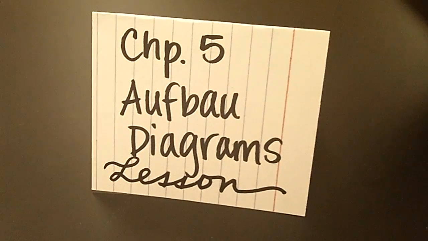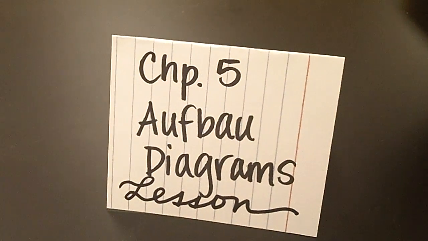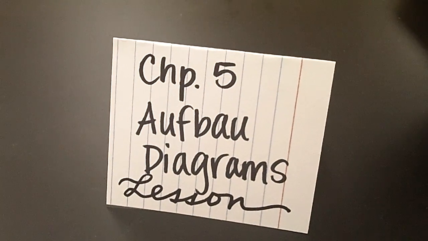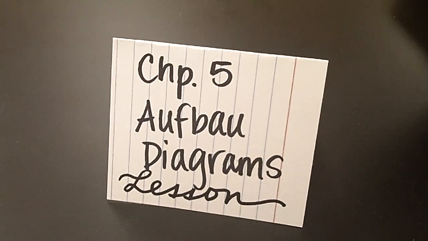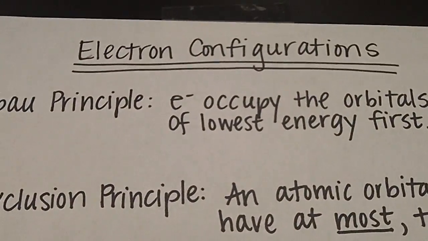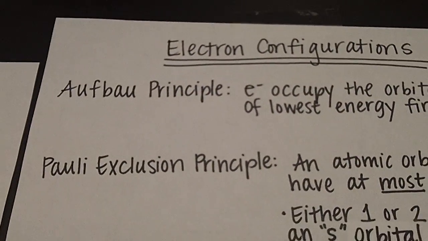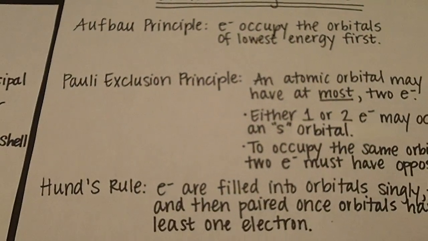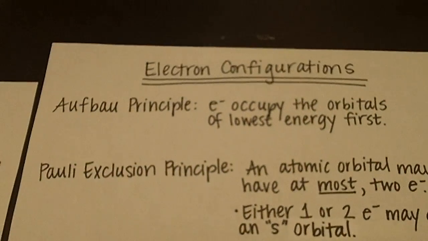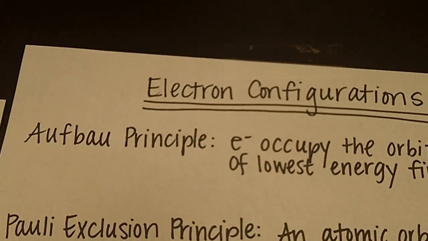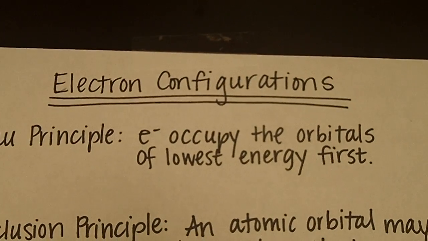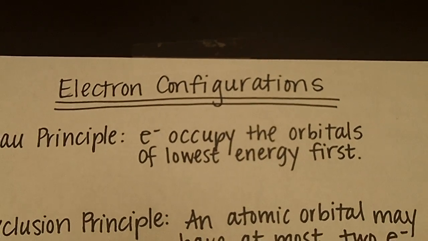Okay, so we're just going to go over a lesson on Chapter 5, dealing with Aufbau diagrams and also other electron configurations. So just as a review from today, electron configurations are based on three principles or rules. The first being the Aufbau principle, and that states that electrons occupy the orbitals of lowest energy first.